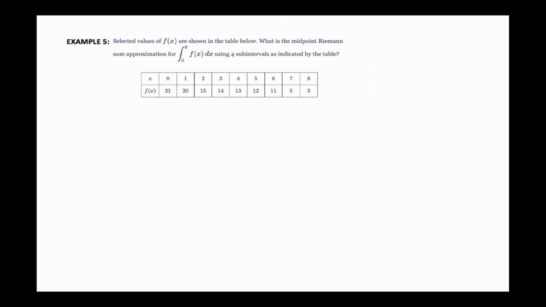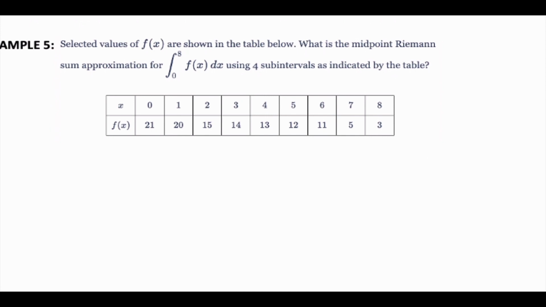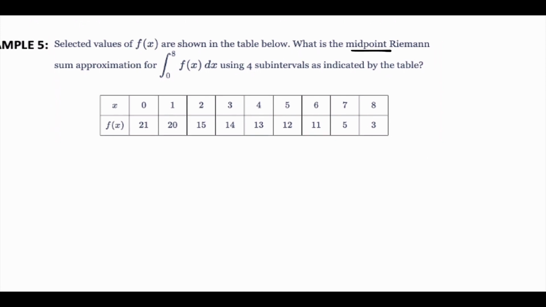So using the table, we have to find MRAM, midpoint, for 0 to 8. The bounds start at 0, go to 8, and we have to use 4 subintervals. That means 4 rectangles. We have to have 4 rectangles. That's what that means.